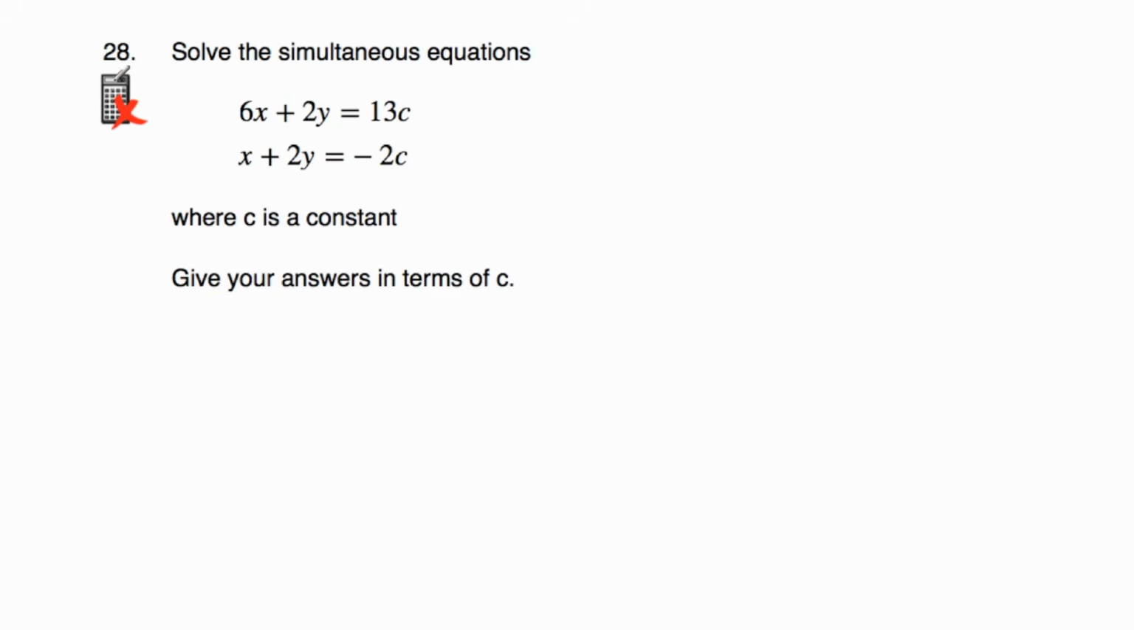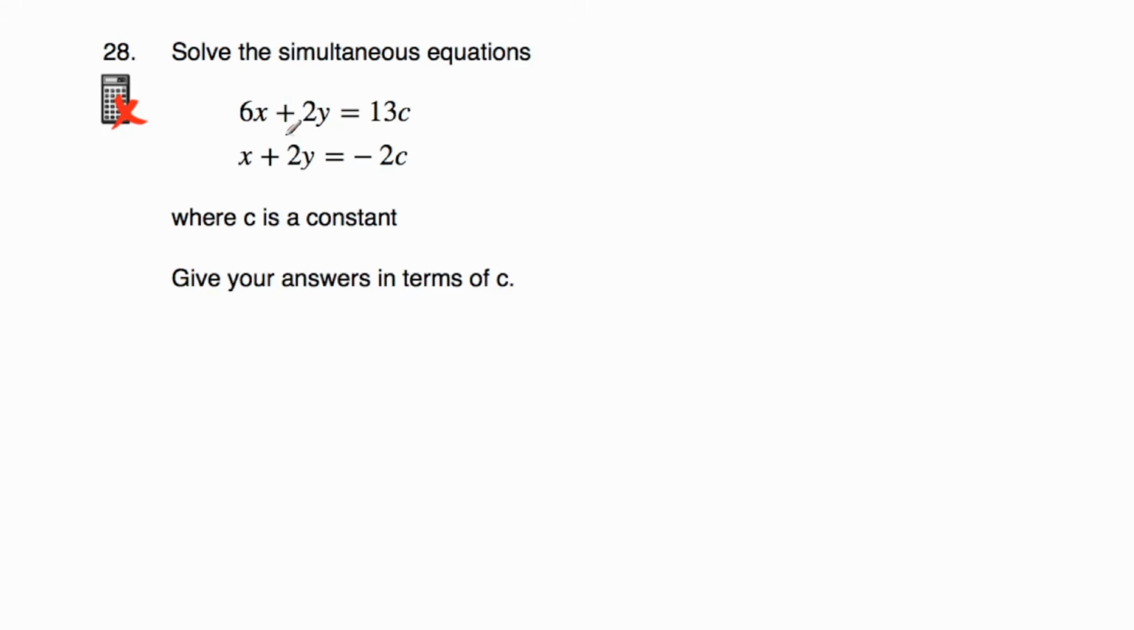Okay, question number 28. Question number 28 says, solve the simultaneous equations 6x plus 2y is equal to 13c, and x plus 2y is equal to negative 2c, where c is a constant. So a constant is just a certain value, and we've been asked to give our answers in terms of c.